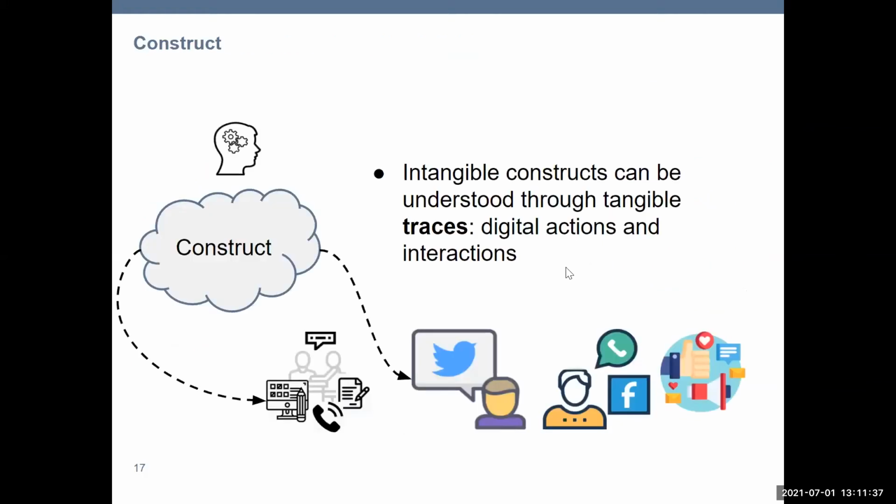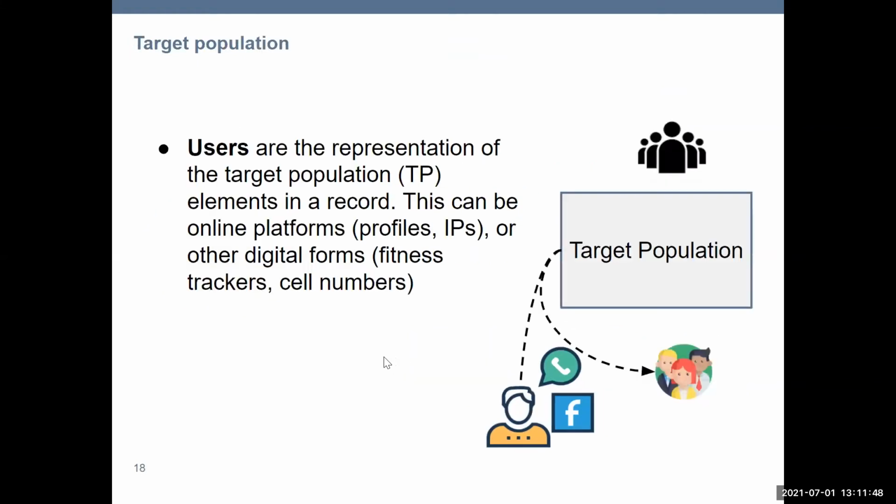So we have the construct that we want to measure, measured through these tangible traces that operationalize our construct, so the digital actions or interactions. And we have the users that are the representations of the humans in our target population. And on online platforms, they're usually accounts, profiles, or IP addresses. But they can also be in other digital forms. They could be, for example, a fitness tracker ID, a cell phone number, or in a survey, they often are, for example, telephone records that you use.